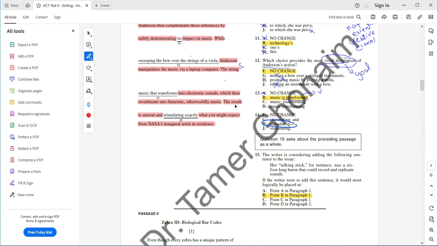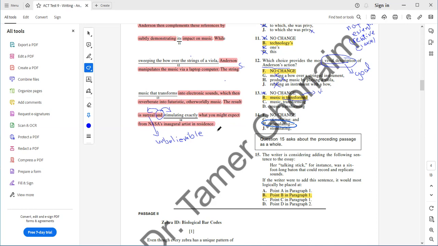Into an electronic sound. Oh, okay, the result is surreal. Surreal means something you can't believe, unbelievable. How many times does "and" come? Many times, yes? Okay. So, surreal, and I need something like unbelievable. Surreal means unbelievable. Okay. Surreal, and okay, I need an adjective. Then now we have exactly what you might expect from NASA's agrarian artist in residence.